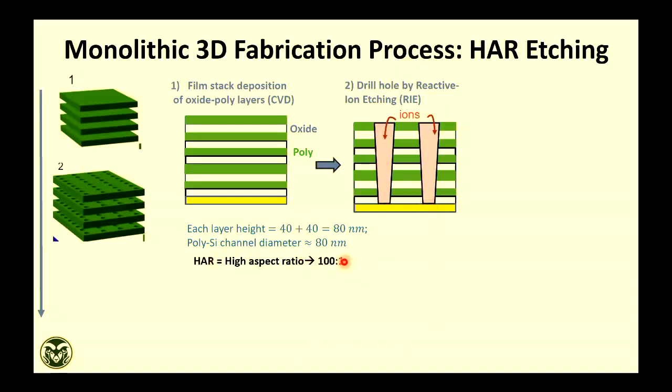You can see the high aspect ratio process is the challenge, which will prevent maybe 1,000 layers. Because if you increase the number of layers, your aspect ratio is going to worsen, because the diameter remains fixed. The diameter for each cell will remain pretty much the same, say 100 or 80 nanometers, but the height will increase.